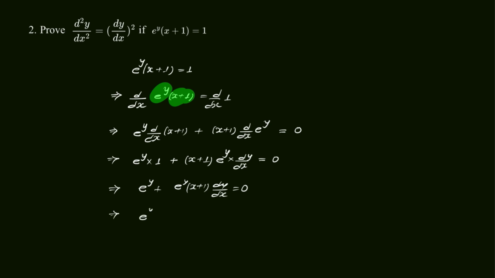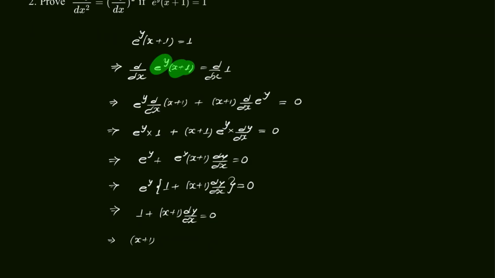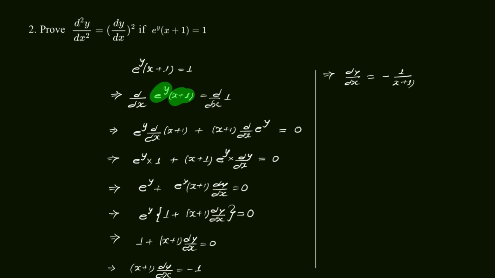So here let us take out e to the power y common, then (1 + x + 1 dy/dx) equals 0. Now since the exponential function cannot be 0, I can take this e to the power y to the left-hand side, so it will be 0. That means 1 + (x + 1) dy/dx = 0, and hence (x + 1) dy/dx = -1. Therefore dy/dx will be equal to -1/(x + 1).